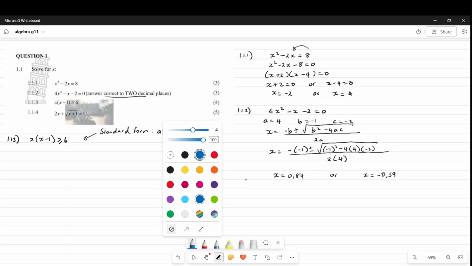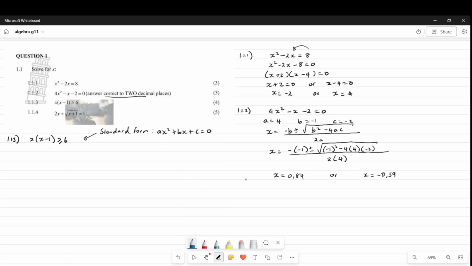Now let's have a look. Over here, this is not in factor form, because it's not in standard form, since we have 6 on this side. So what we have to do is multiply this inside. Now you're going to have x squared minus x is greater than or equal to 6. Now transpose 6 to this side, and you'll have x squared minus x minus 6 is greater than or equal to 0. Once you reach here, we can factorize. Remember always to leave your answer in factor form.